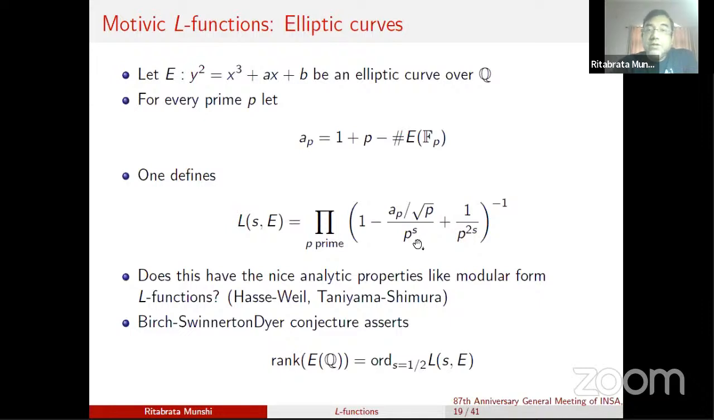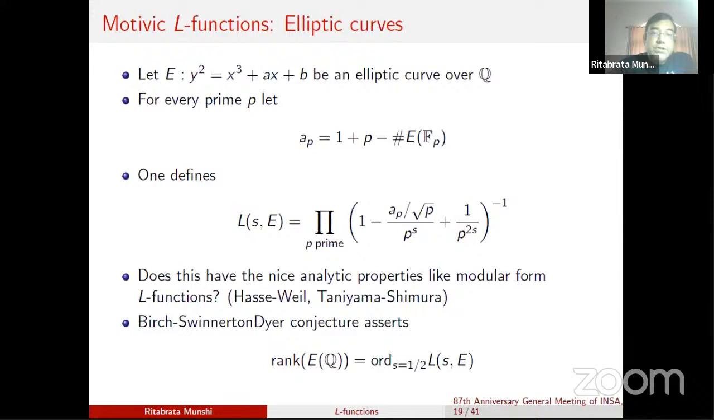It is easy to show that this is absolutely converging for sigma greater than 1, in that half plane. But analytic continuation of this is quite difficult, and even showing the functional equation. It was conjectured by Hasse and Weil that it has analytic continuation and functional equation. And then Taniyama and Shimura came along, and they conjectured something even stronger than that. They conjectured that this actually corresponds to a modular form. So there is a modular form whose L function matches with this. Okay, so that's the Taniyama-Shimura conjecture. I'll come back to that a little later.